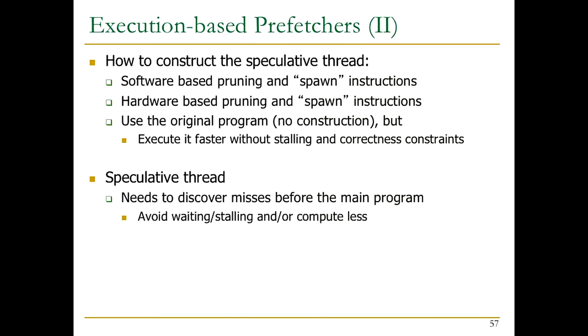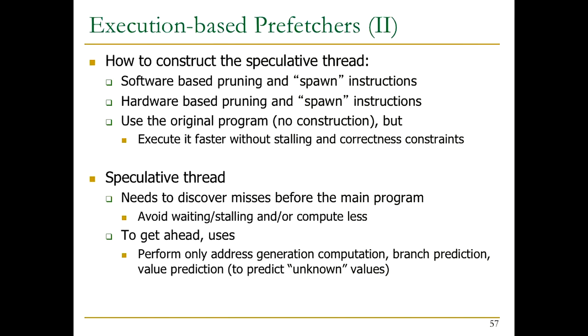The key is this thread needs to discover misses before the main program gets to them. As a result, it needs to avoid stalling or waiting, or it needs to compute less somehow, right? If it does exactly the same thing the program is doing, you're back to square one. So you need to avoid stalls, and you need to compute less, at least one of them.